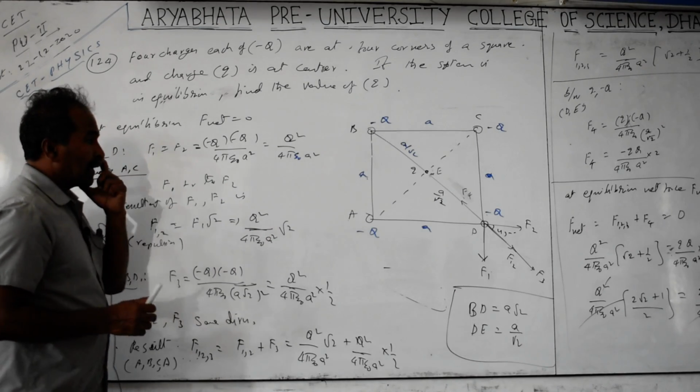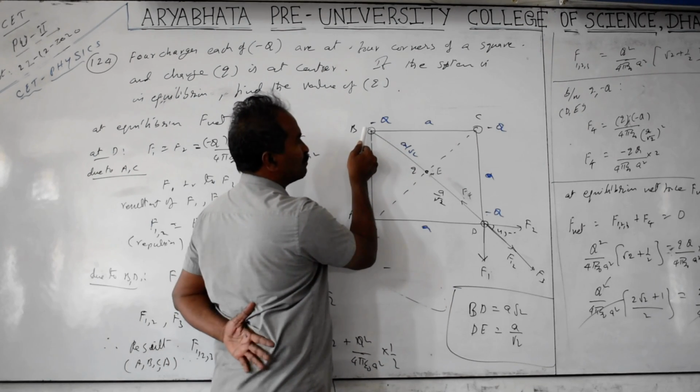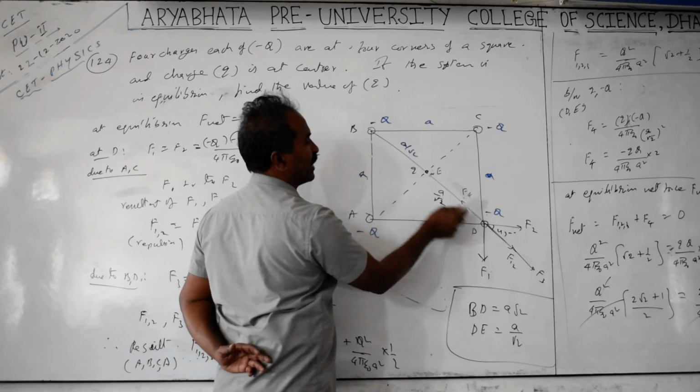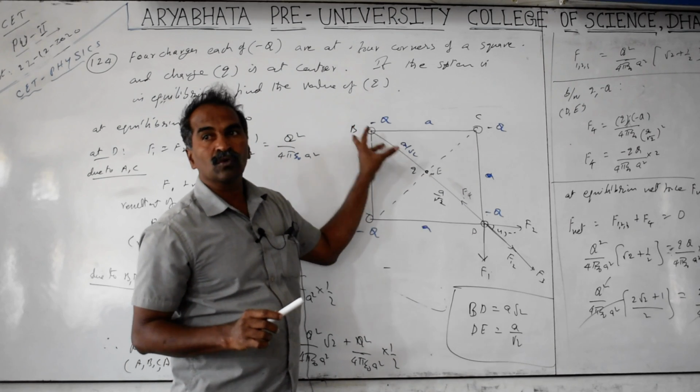Next, because of the charge at the 4th corner, that is B, consider the charges at B and D, minus q again. But the distance is not the same; it is a root 2, the diagonal length.